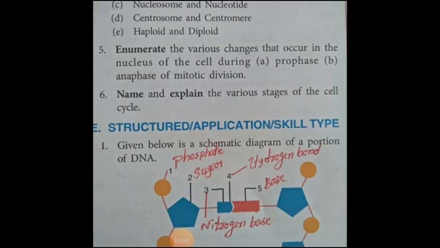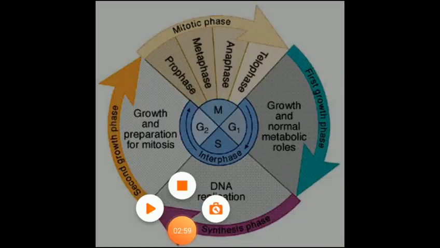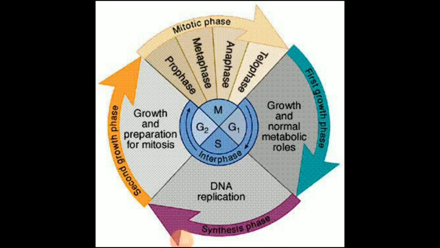Question number 6. Name and explain the various phases of the cell cycle. A cell cycle consists of two phases. First one, a non-dividing phase called the interphase, and a dividing phase called the M phase or simply mitosis. Interphase itself has three phases. First, growth phase or G1 phase, second, synthesis phase or S phase, and third, second growth phase or G2 phase.